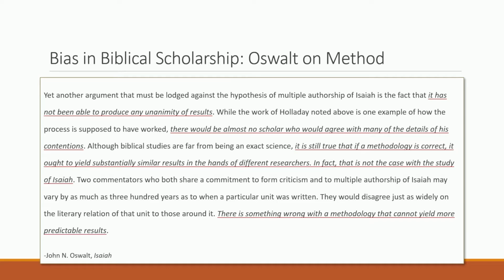Although biblical studies are far from being an exact science, it is still true that if a methodology is correct, it ought to yield substantially similar results in the hands of different researchers. In fact, that is not the case with the study of Isaiah. Two commentators who both share a commitment to form criticism and to multiple authorship of Isaiah may vary by as much as 300 years as to when a particular unit was written. They would disagree just as widely on the literary relation of that unit to those around it. There is something wrong with a methodology that cannot yield more predictable results.